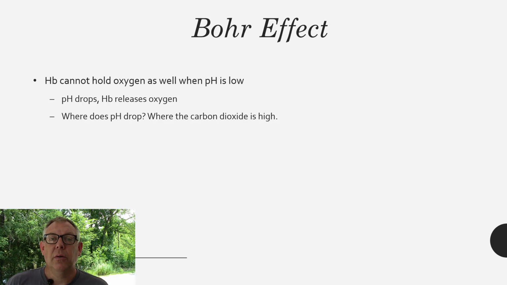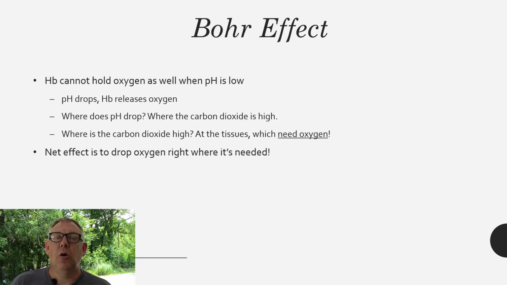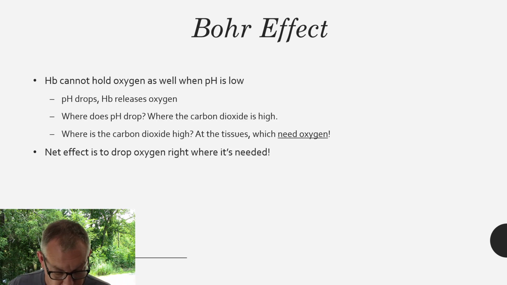Well, where does the pH drop? The pH drops where carbon dioxide is high. Well, where is carbon dioxide high? Carbon dioxide is high at the body tissues, which need oxygen. Well, that's awesome. So the net effect is for hemoglobins to drop oxygen right where it's needed. So you see how all these things work together to control where the oxygen is dropped off.